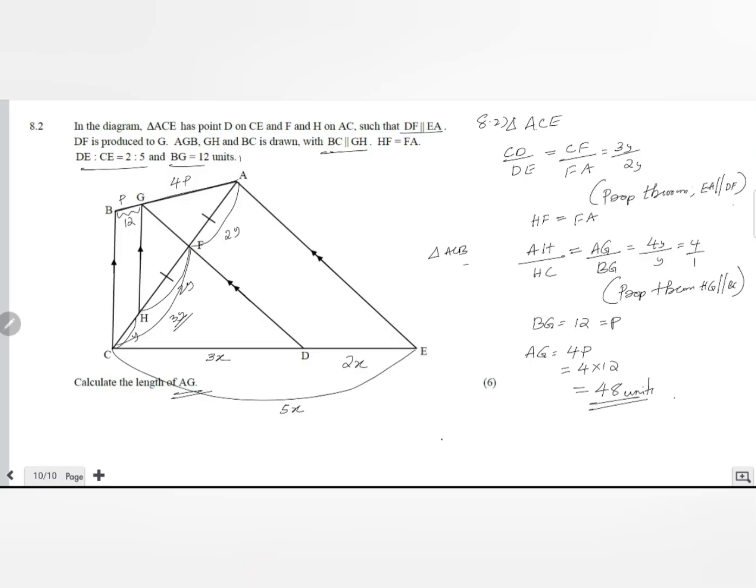Okay, so it is clearly a proportionality theorem. So just apply that theorem, you will get the answer. Just apply the proportionality theorem, that idea, then you can do this question.